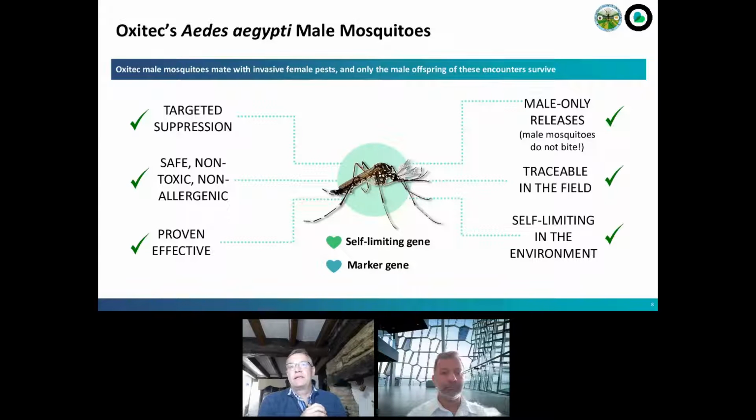It's self-limiting in the environment, bottom right hand side there, so it doesn't persist. Once we stop releasing our males, they're destined to die, and away they go. Within about 5 to 10 generations, they're completely gone, and there's no ecological footprint as such left, other than the fact that some of those pest wild Aedes aegypti have been removed from the environment.